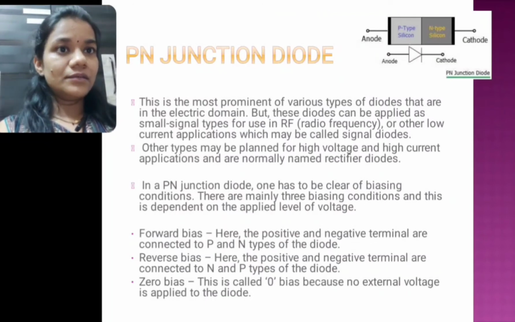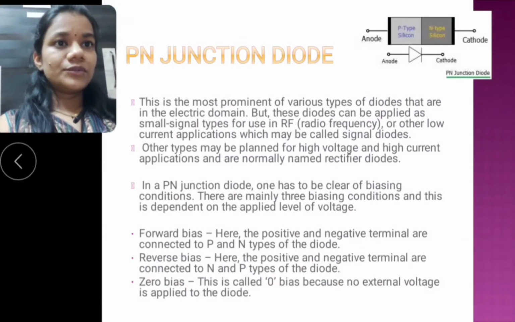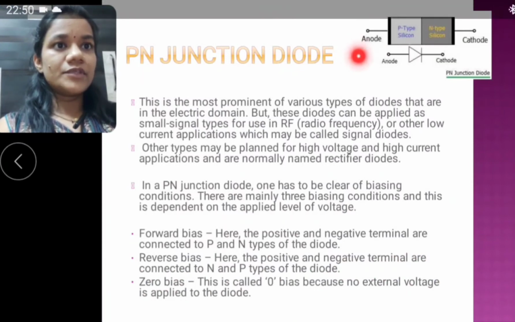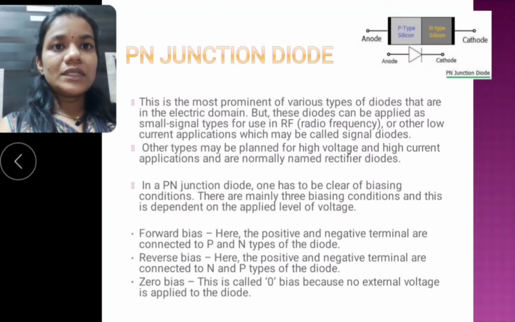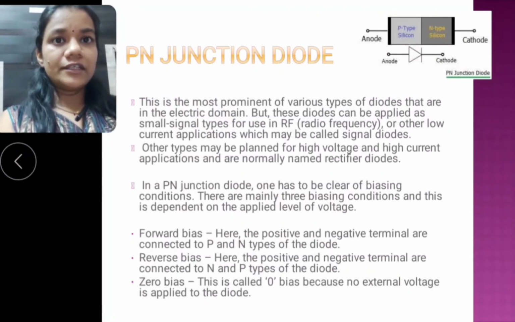Here the construction of the PN junction diode is given. This is the construction diagram. It is nothing but p-type silicon material and n-type silicon material, and the diode has two terminals. This one is the anode, this one is the cathode. This is the symbol of the PN junction diode. This is the most prominent of the various types of diode in the electric domain.